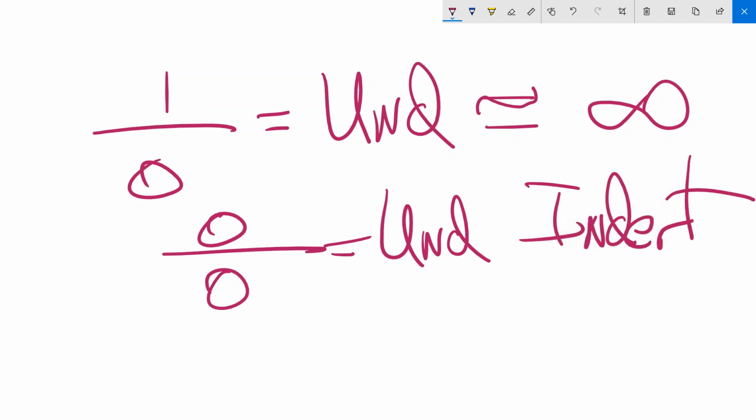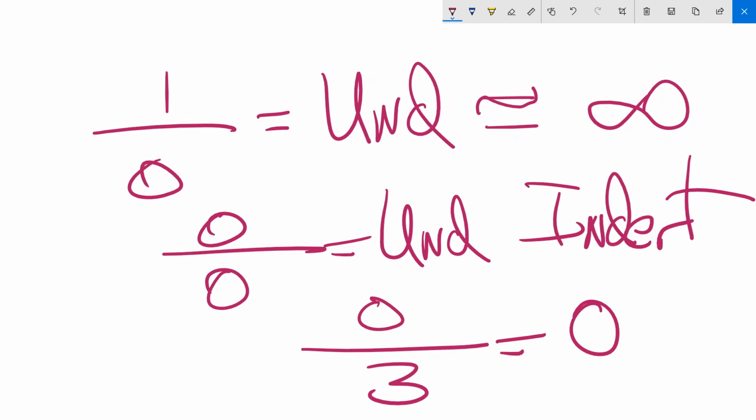In other words, you can have 0 in the numerator. That's equal to 0. That's okay. You just cannot have 0 in the denominator, ever.